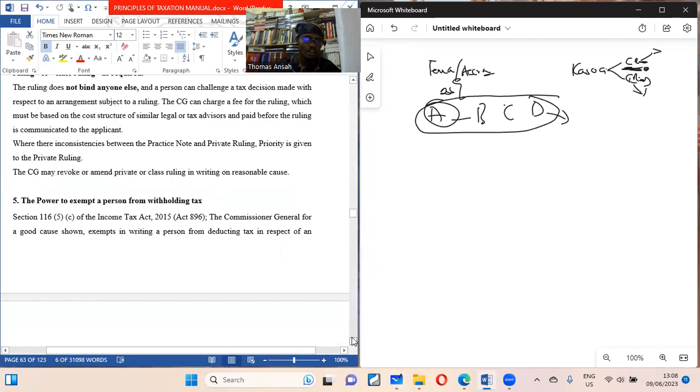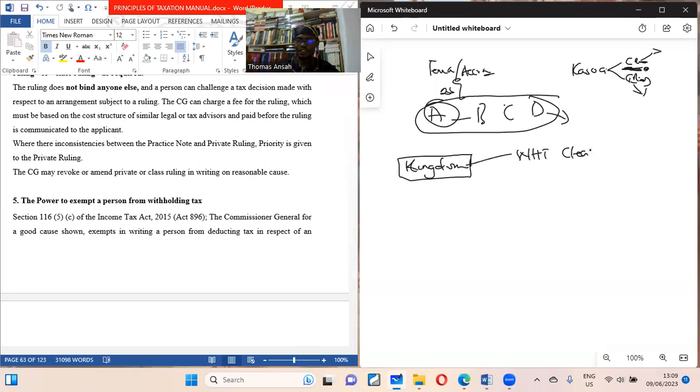Then we have the power to exempt a person from withholding tax. What does that mean? I know you are familiar with it. So some people, when you buy from them, you cannot withhold tax on them. Go to Kingdom Bookshop. When you buy things from Kingdom Bookshop, you may not be able to deduct withholding tax. Why? Because the Commissioner General has exempted them from withholding tax. Okay, so that is what we mean. So he gives them what we call a withholding tax clearance certificate. So they are cleared of being subject to withholding tax.